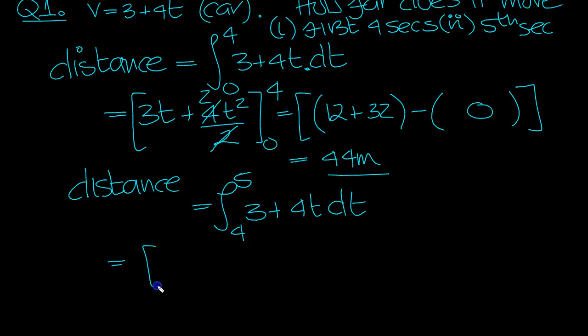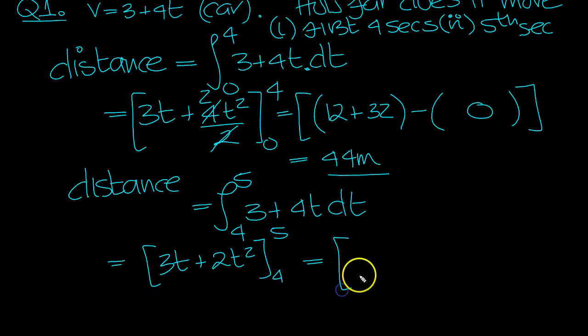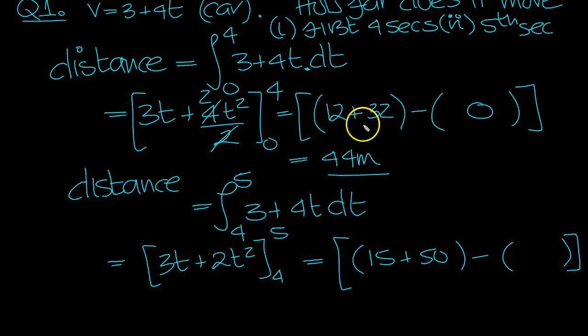So we get equals 3t plus 2t squared, as it was when we simplified it, between 4 and 5. So top value, take bottom value. 3 5s are 15, plus 5 5s are 25 times 2 is 50. We've already worked out the 4 value, because we did it here, it was 44, so I'm not going to do that again. I'll just put it in there, 44. You can double check it yourself if you want to. So we've got 65 take 44 is 21. So 21 meters travelled in the 5th second.